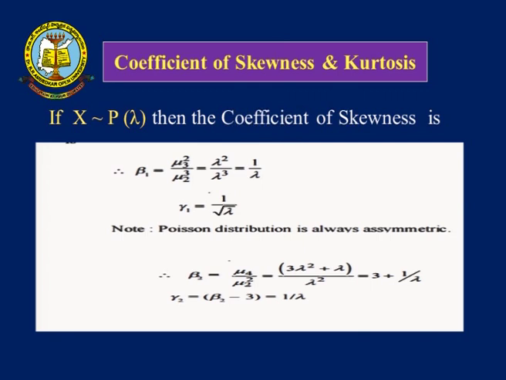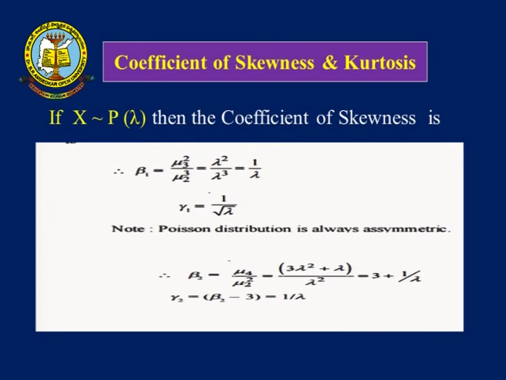How to get gamma 1? We know that gamma 1 is equal to under root of beta 1. Already you know the beta 1 value, 1 by lambda. If you substitute this instead of beta 1, it becomes 1 by under root of lambda. Now we can remember one important note from this: Poisson distribution is always asymmetric. Why? Because beta 2, what is the beta 2 formula? Beta 2 is equal to mu 4 by mu 2 whole square.